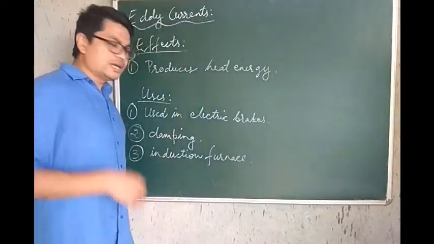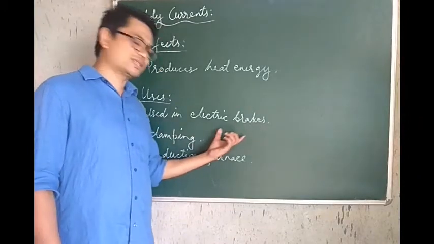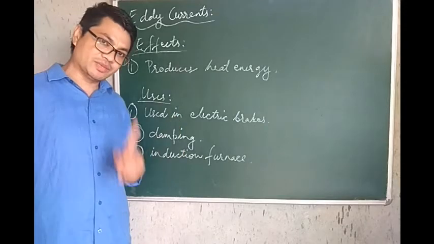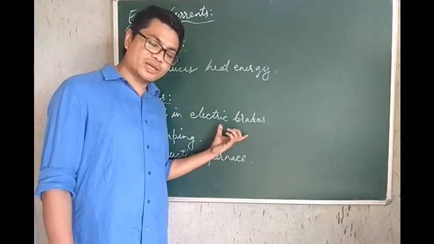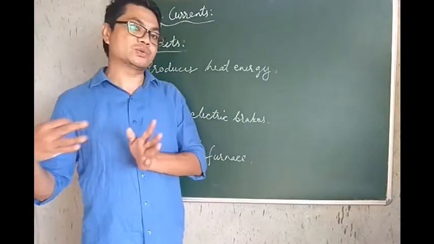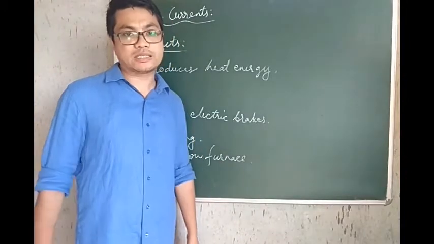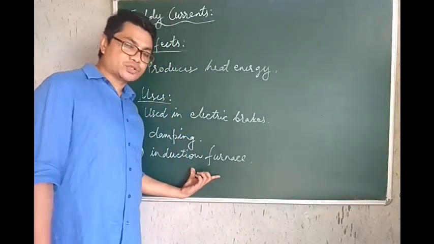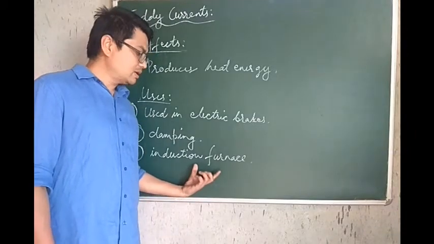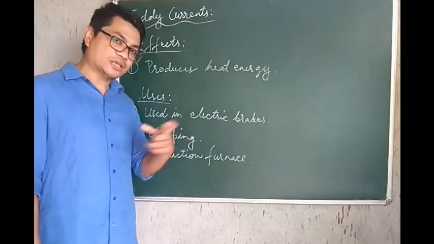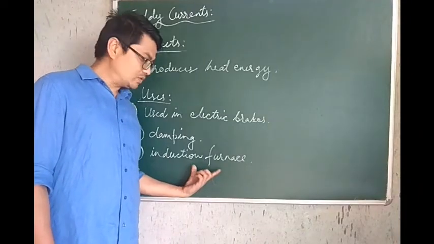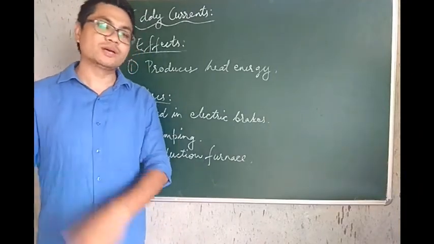Now, the uses: it's used in electric brakes. It helps in damping, which is used in galvanometers. Electric brakes are used in your magnetic trains. And it's used in induction furnaces. Since it generates a lot of heat energy, it's used in induction furnaces, which are used to melt metals.